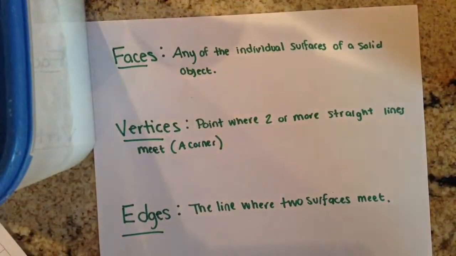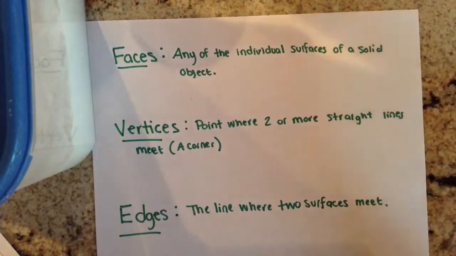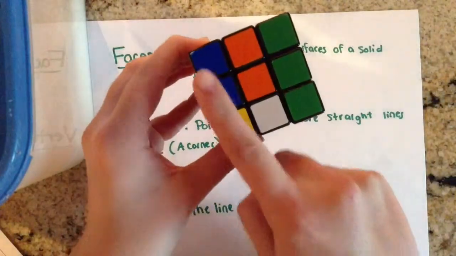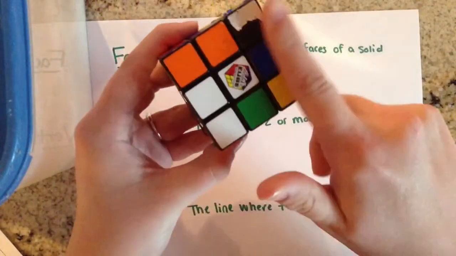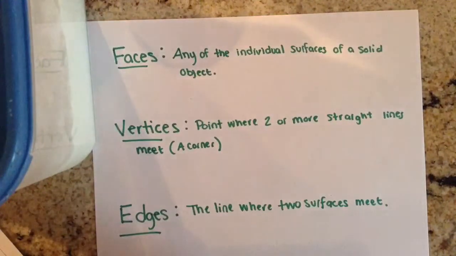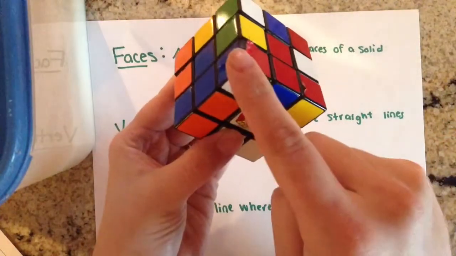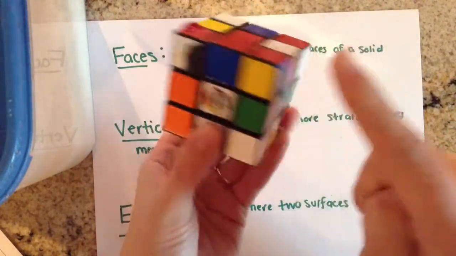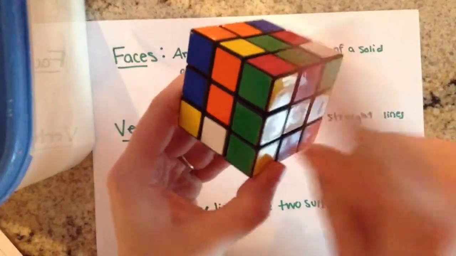Okay, so first, faces: any of the individual surfaces of a solid object. The faces of the Rubik's Cube are going to be right here, here, back here. All right, vertices: a point where 2 or more straight lines meet, so a corner. If you flip it over, this is going to be a vertex right here, or a vertice. A vertex is going to be right here and all over the cube.